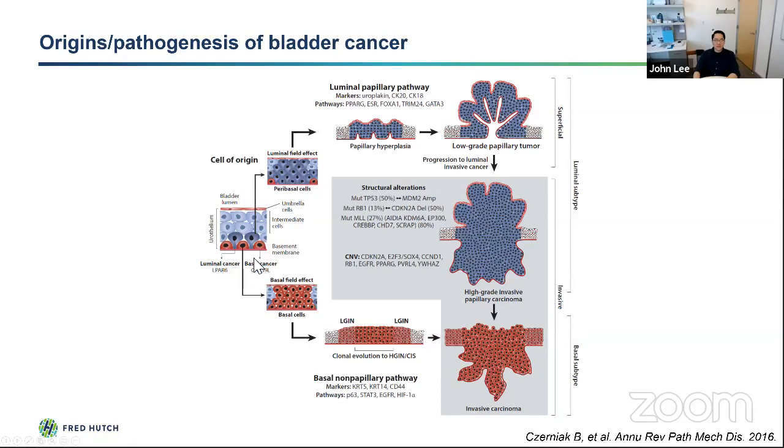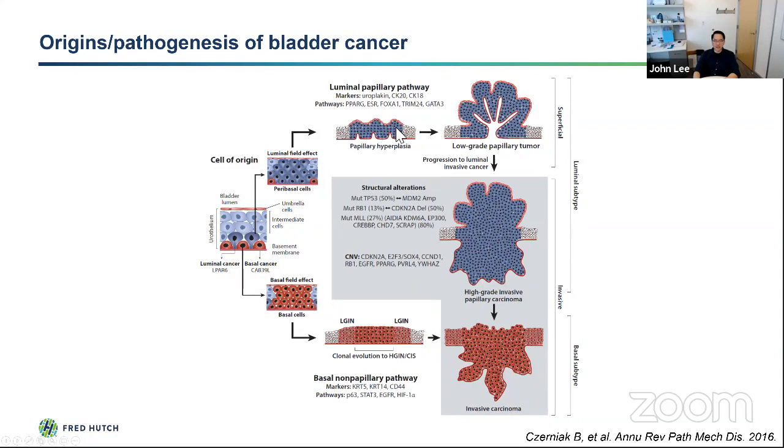One of the ideas is that basal cancers, or those that take on more basal squamous differentiation, arise from these basal cells, whereas some of the luminal type cancers arise from the luminal cells that are closer to the bladder lumen. And this is important because it's thought that basal cells give rise to the muscle-invasive types of bladder cancer, and the luminal cells give rise to more of the superficial, non-muscle-invasive bladder cancers.